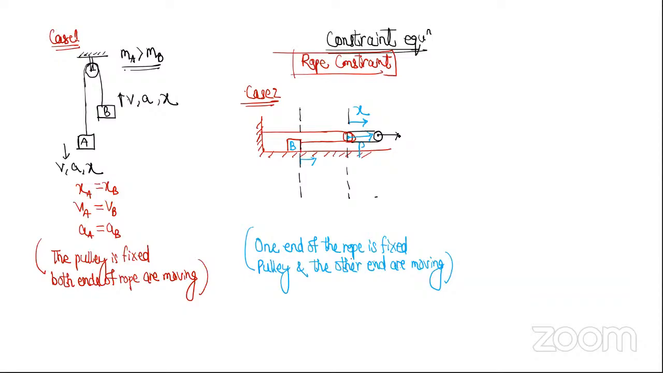Now from where will the 2x amount of rope come? This side it is fixed. So the 2x amount of rope will come from the other side. If B moves ahead, how much should B move then? It should move 2x. How many of you understood this? Raise your hand.